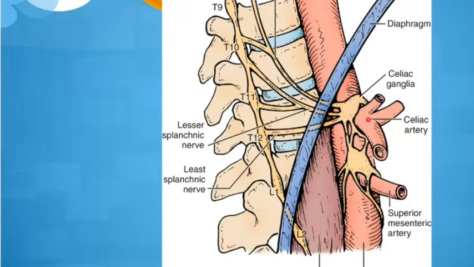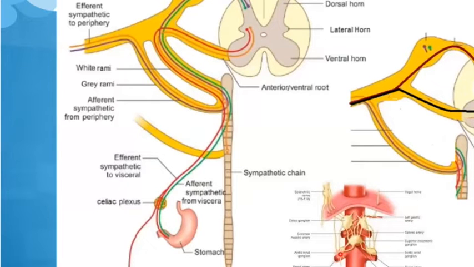So celiac ganglion is at which level? It is not just in front of the T12. Again, there is a mistake in the diagram. It is a little bit down. It is at the level of L1. Right? It is at the level of L1. This picture was drawn in that way, but it is a little bit down. It is at the level of L1.